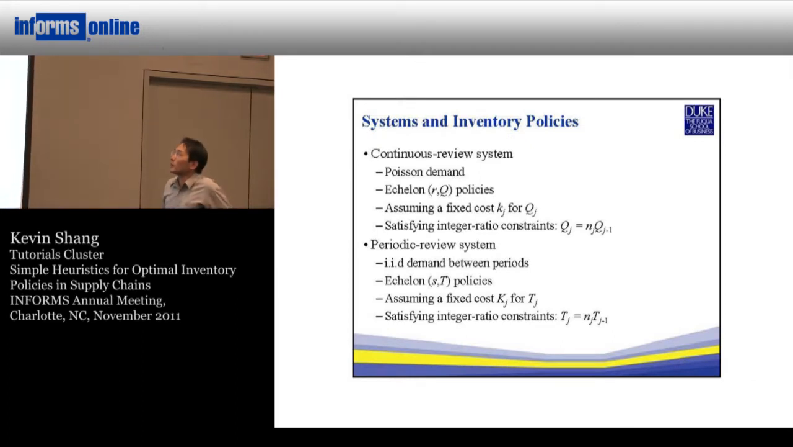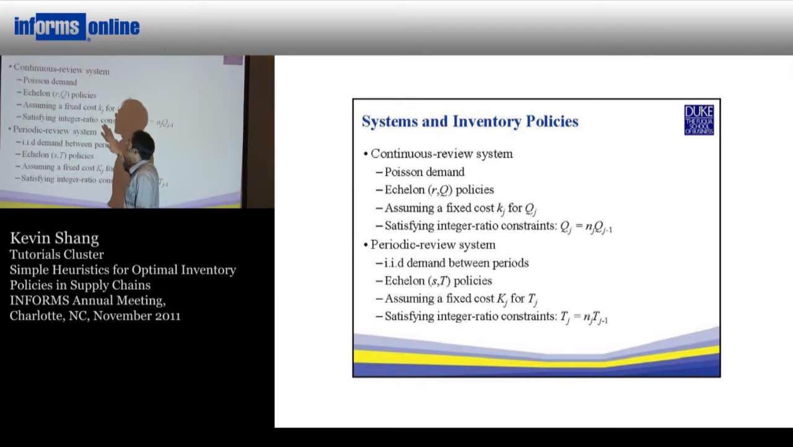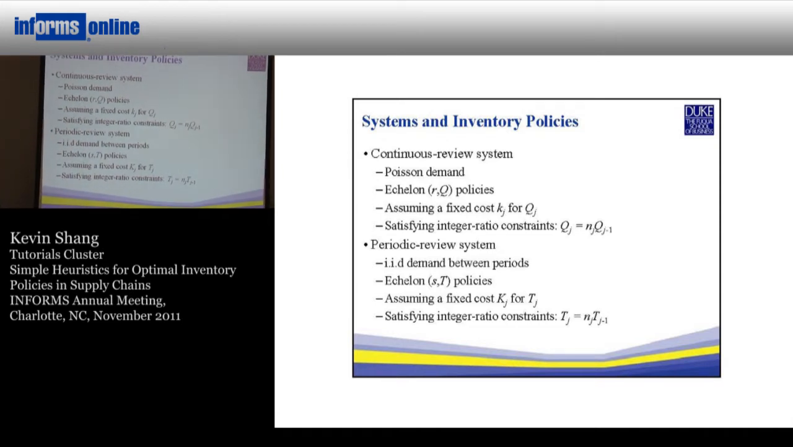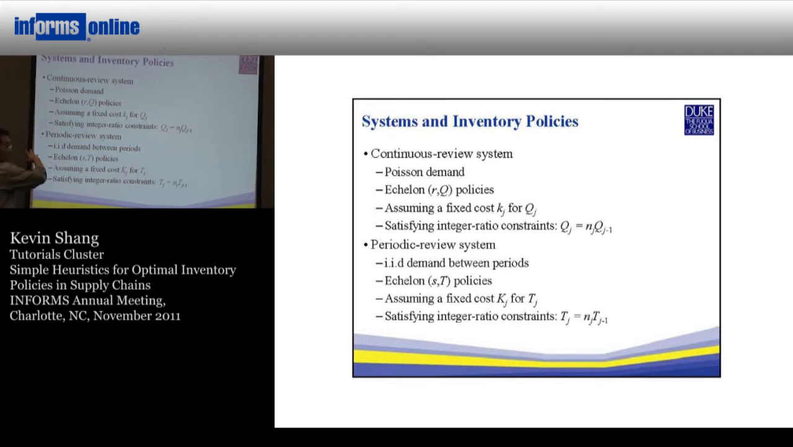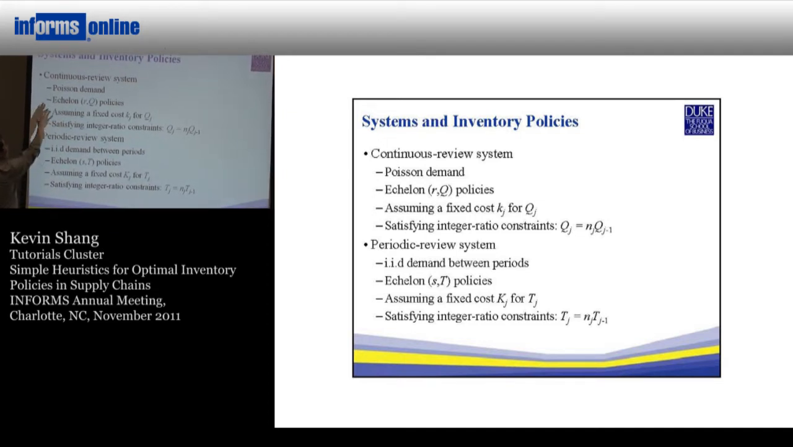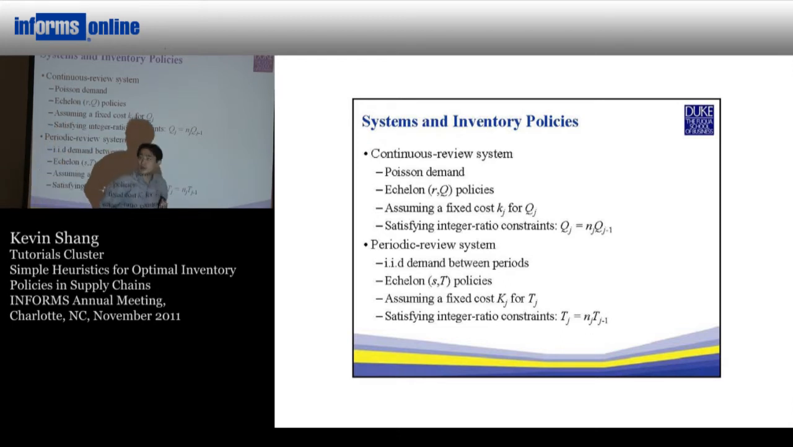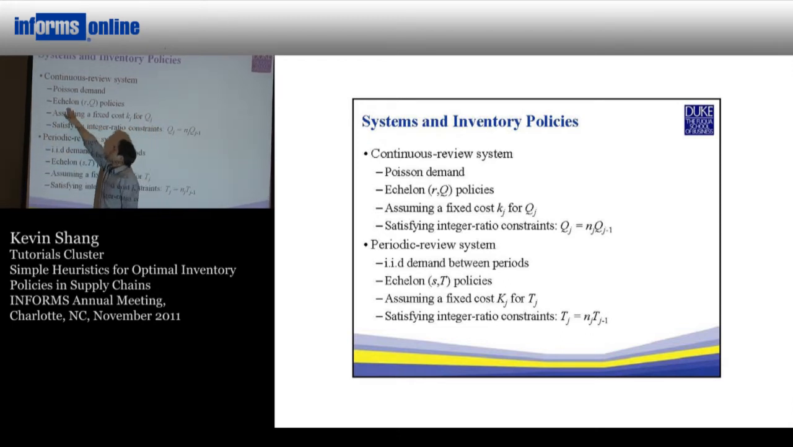Okay, here's a little more detail. For the continuous review system, we are going to assume Poisson demand, but the analysis can be carried over to compound Poisson. For the demonstration, I will just focus on Poisson demand. For this continuous review system, a lot of firms implement something called RQ policy or echelon RQ policies. Because we assume we have centralized information, the system will operate under echelon RQ policies. So what do I mean by RQ policy?